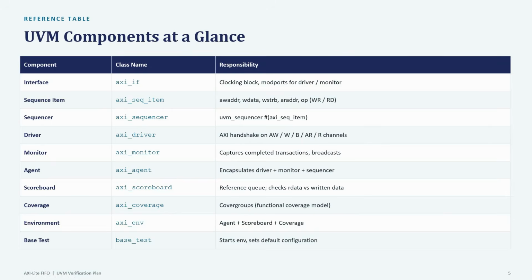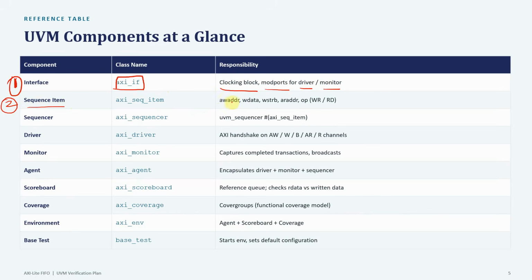Now, the first one I should develop is the interface file. This is what we are going to develop first, which is going to have clocking blocks and modports for the driver and monitor. It's going to have the collection of all the signals which my design as well as the testbench are going to use. And the second file which we are going to develop is the sequence item.